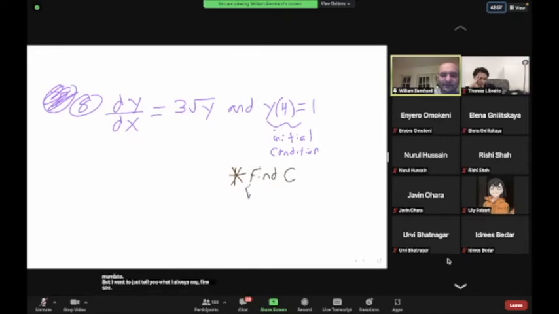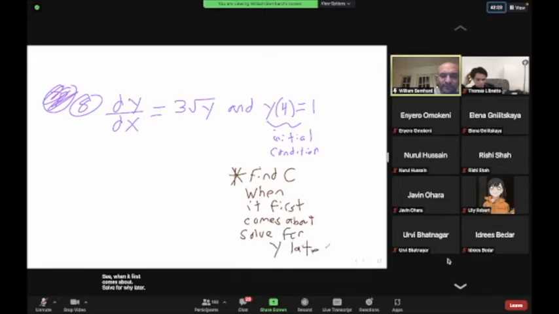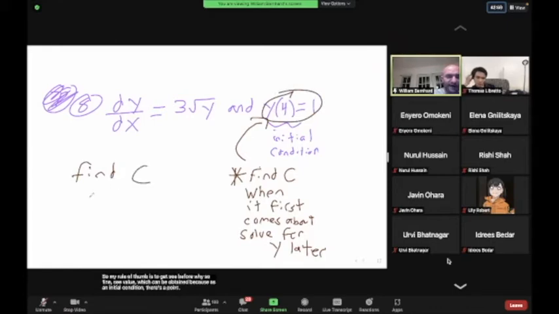Find c when it first comes about. Solve for y later. So all I'm going to tell you is number 8 is just like number 7, except when you get the plus c, find the plus c with the initial condition before you solve for y. So my rule of thumb is to get c before y. So find the c value, which can be obtained because as an initial condition, there's a point. Find c before you find y.